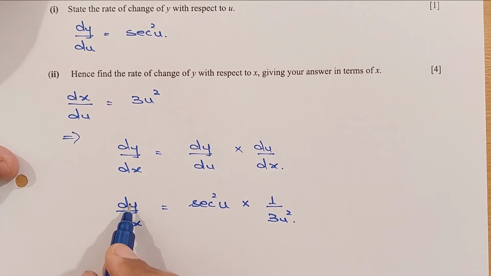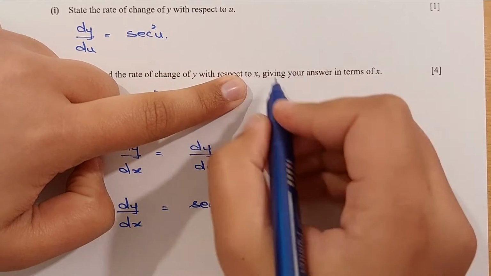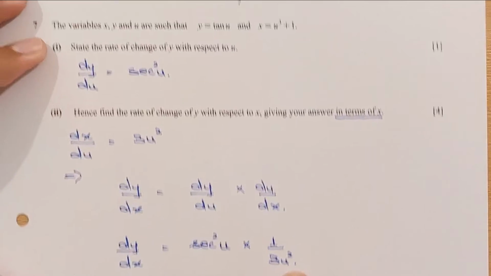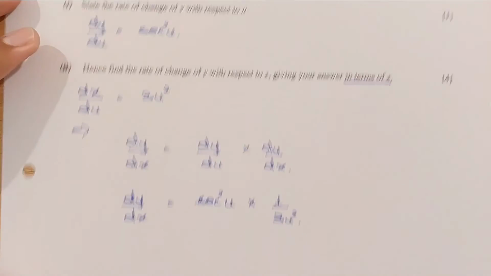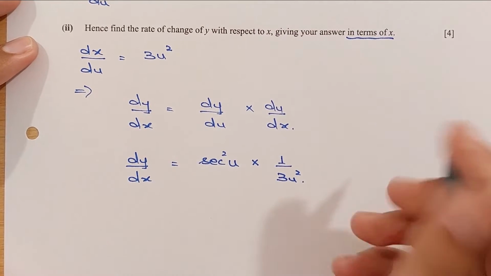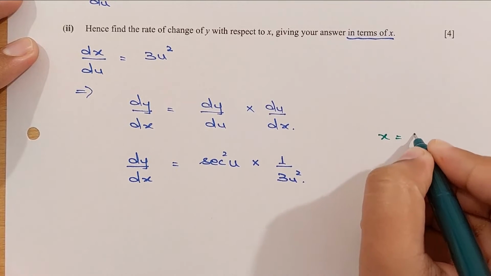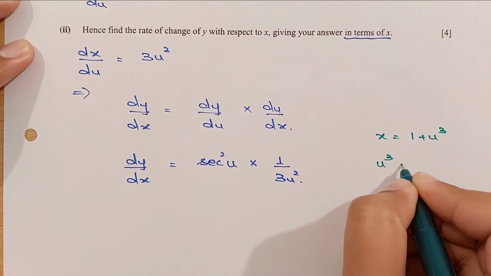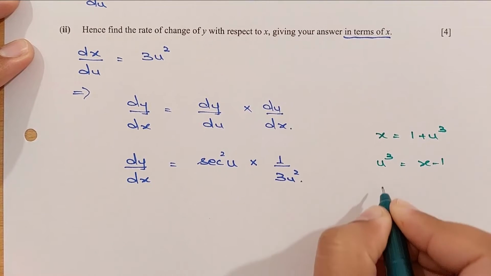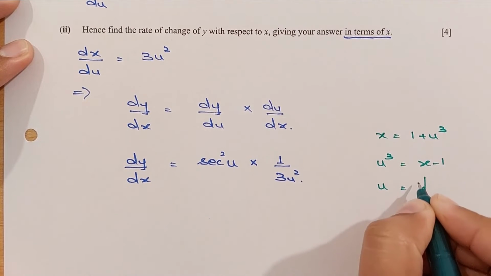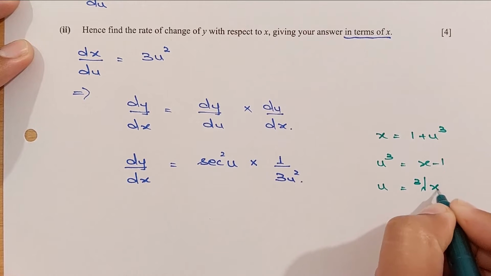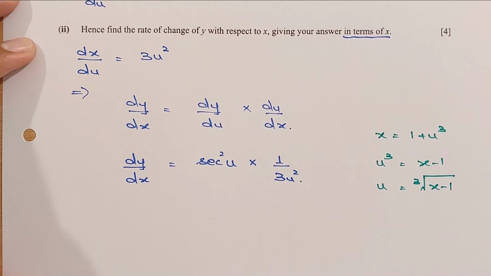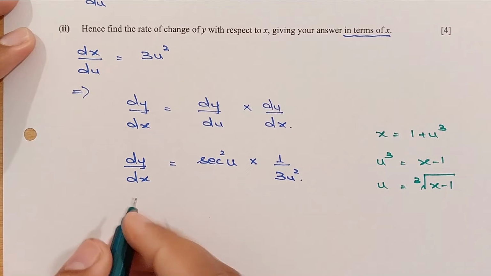So this is the rate of change of y with respect to x, but we have to give our answer in terms of x, and this is in terms of u, right? So from here we have to solve for u. We are given that x is equal to 1 plus u cubed, so u cubed is equal to x minus 1 and u is equal to the cube root of x minus 1. So just substitute the u value over here and we will get the answer in terms of x, right?